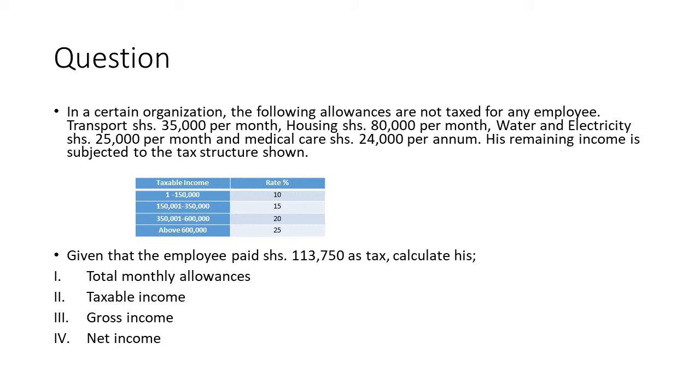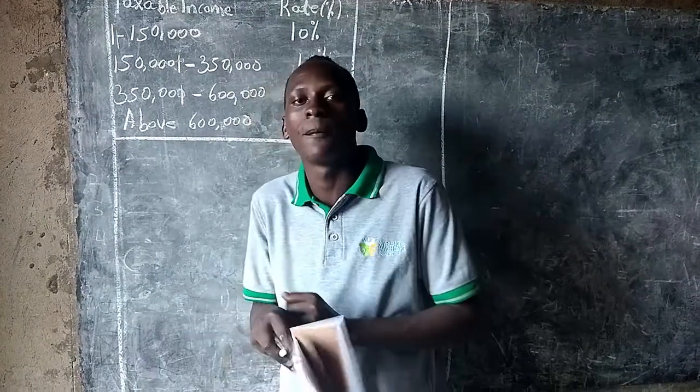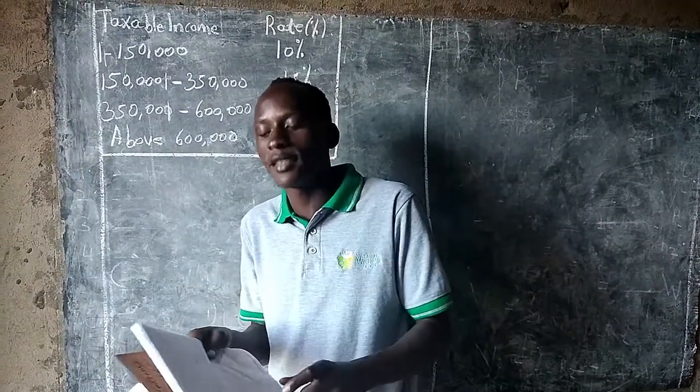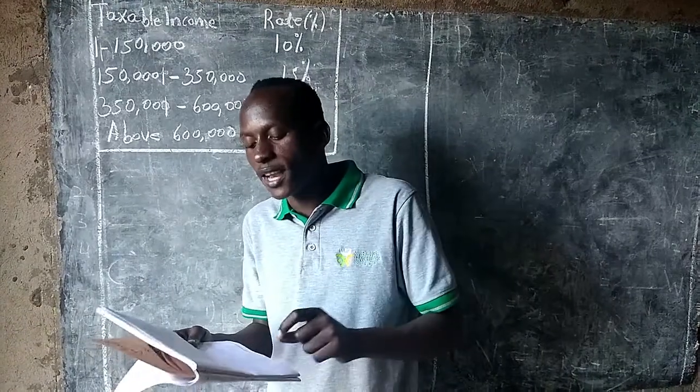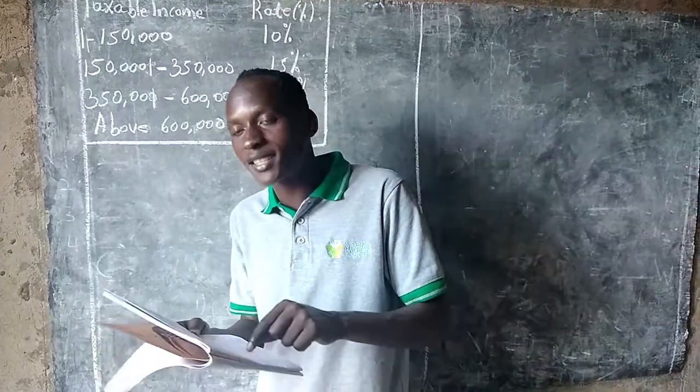Now, listen to this. Given that an employee paid shillings 113,750. So we are now starting with the income tax. We are not going to find the income tax, but now we are given the income tax. Hey, that is the trick in that question. We are this time around starting with the income tax, not finding the income tax. And if you see, they are now asking for the total monthly allowances. Very easy for us. Now they're asking for the taxable income.